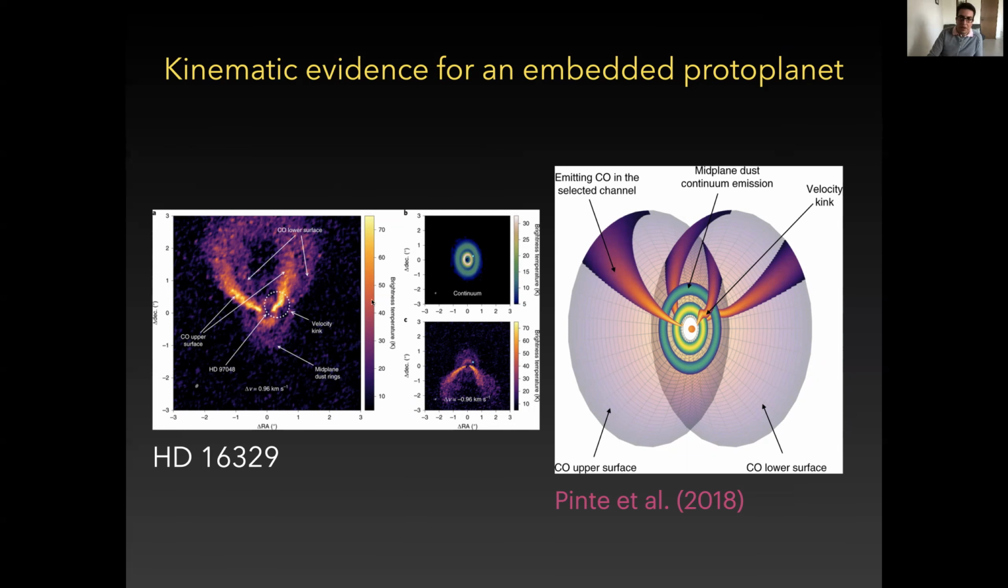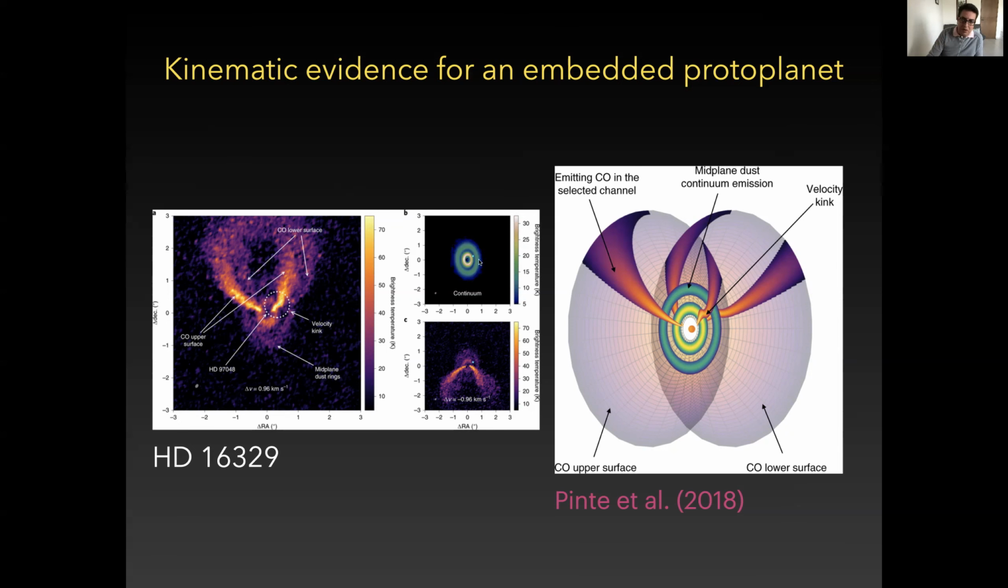This is also an image from the ALMA telescope. And from here, you see the name of the disk, 16329. And from this disk, actually, the main idea is that when you see the velocity fields, you're going to see some kind of kinks or some kind of deviation of the gas, and this is maybe really associated with the presence of a really small planet.